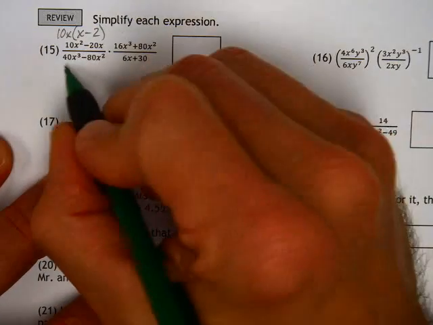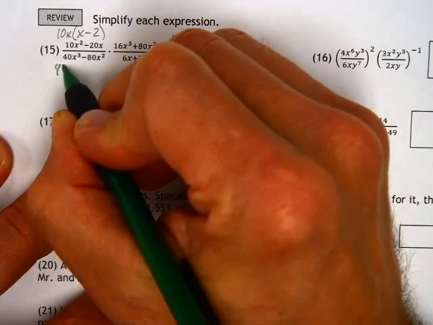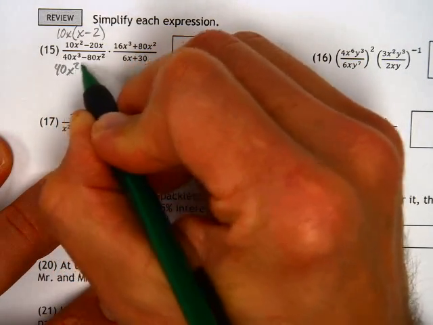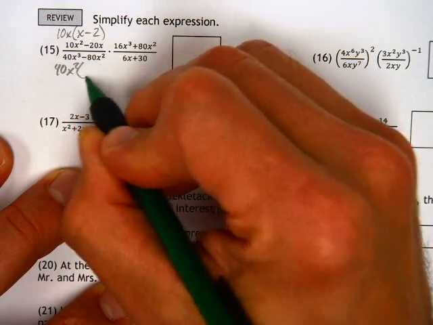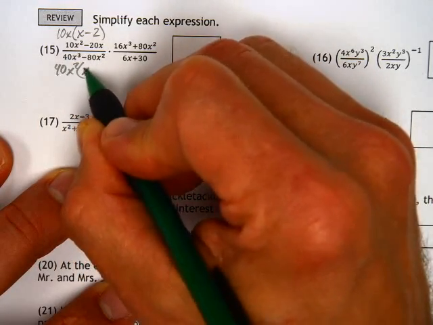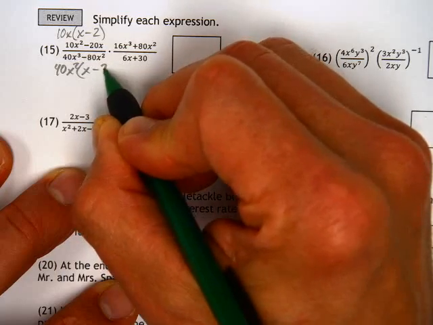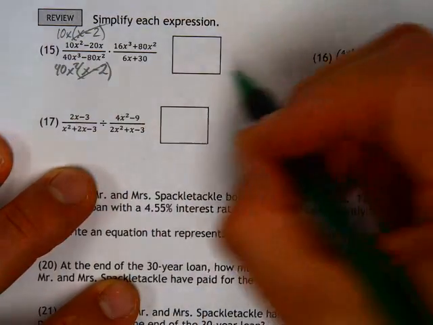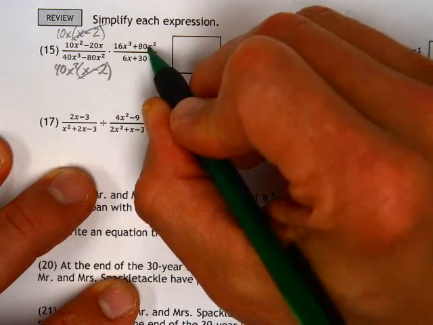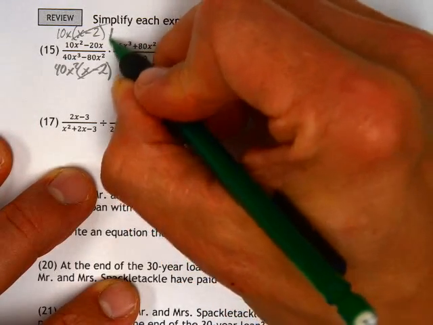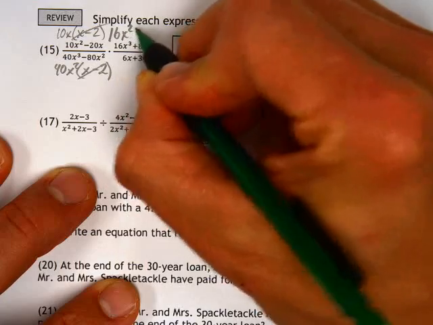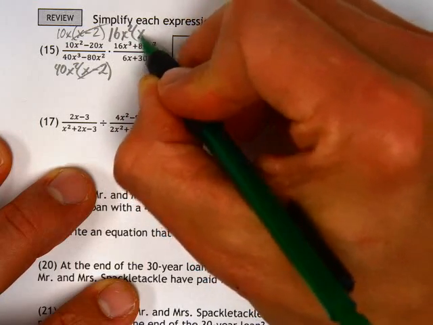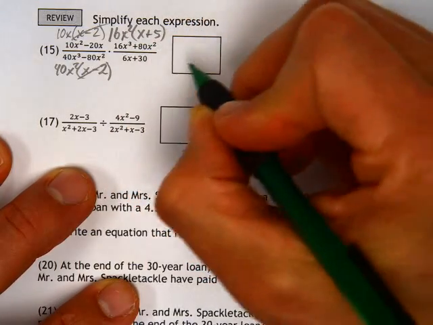Good. And then here I can take out a 40x squared, the smallest thing that goes into both. That leaves me with an x minus, of all things, 2. Now does 16 go into 80? Well, yes, it does, actually. So 16x squared, x plus 5.